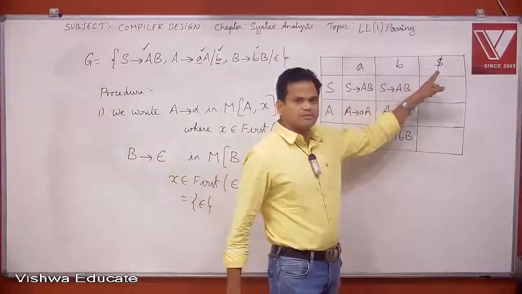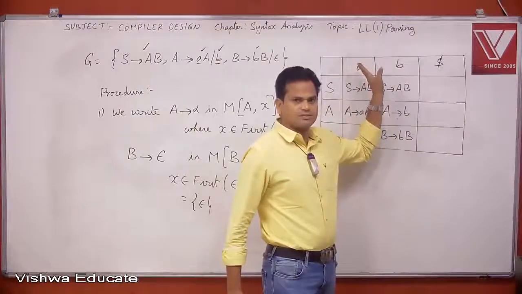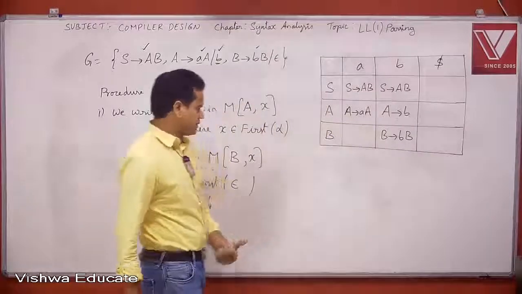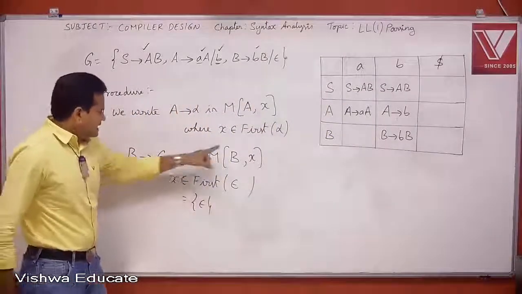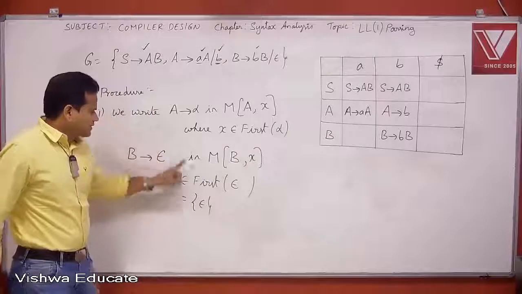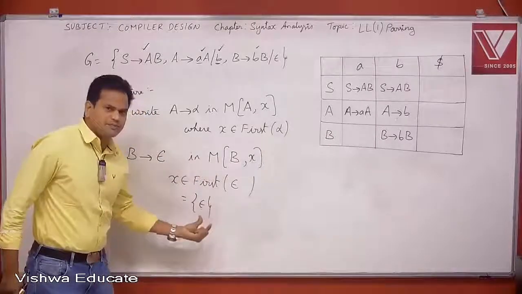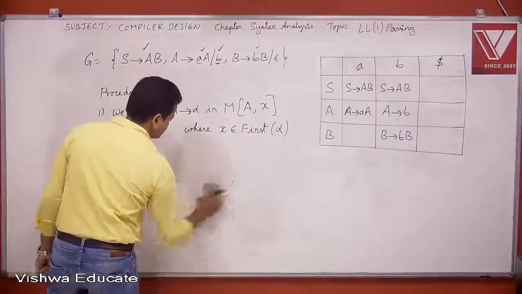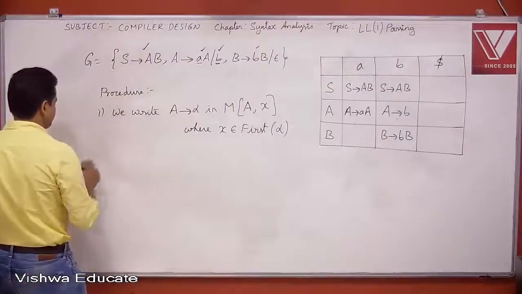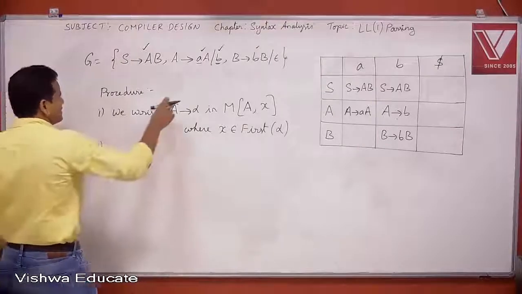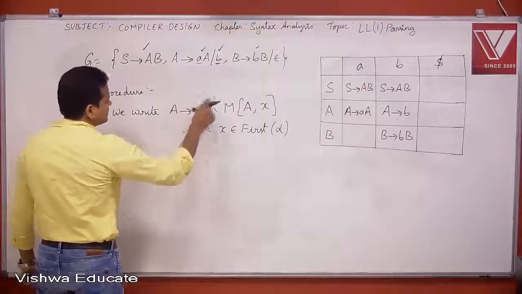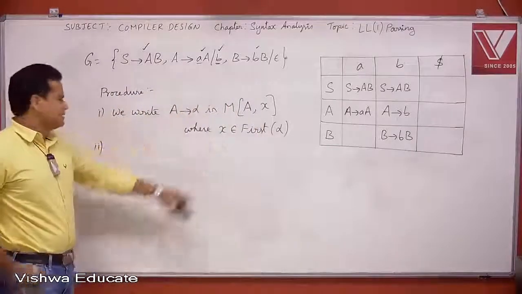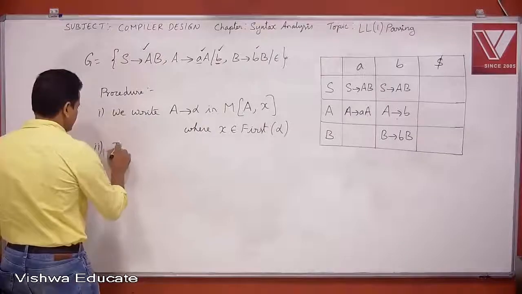Where is epsilon? There is no epsilon in the columns. Bth row is there, but no epsilon column. So if X is first of alpha, and first of alpha is epsilon, then there is one more rule, the second point. Actually, we must write A derives alpha in the Ath row and Xth column, where X is first of this alpha. Okay, now the second point.